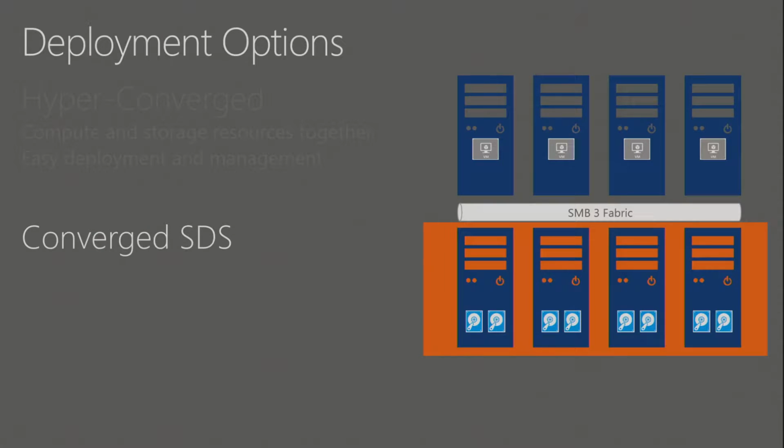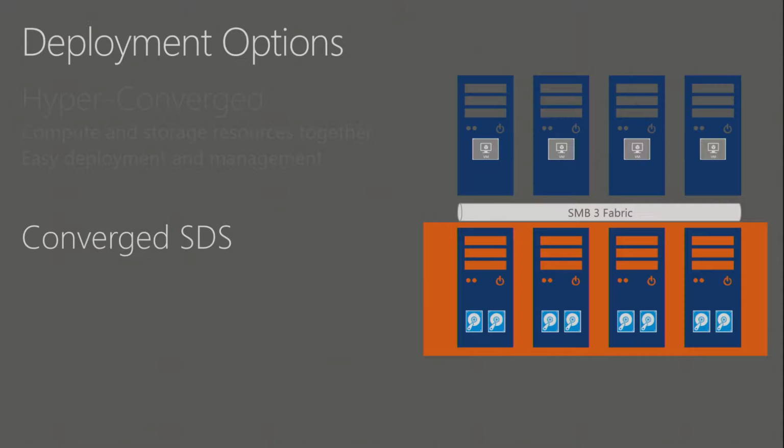No other hardware vendor today offers in software-defined infrastructure both these deployment options, right? They either do hyperconverged or they do disaggregated, but none of them do both. With Windows Server 2016, with Storage Spaces Direct, you can do either of those options that fits your needs.